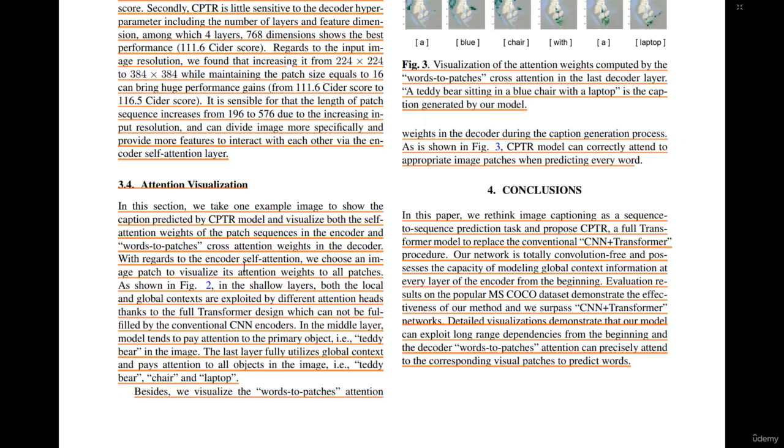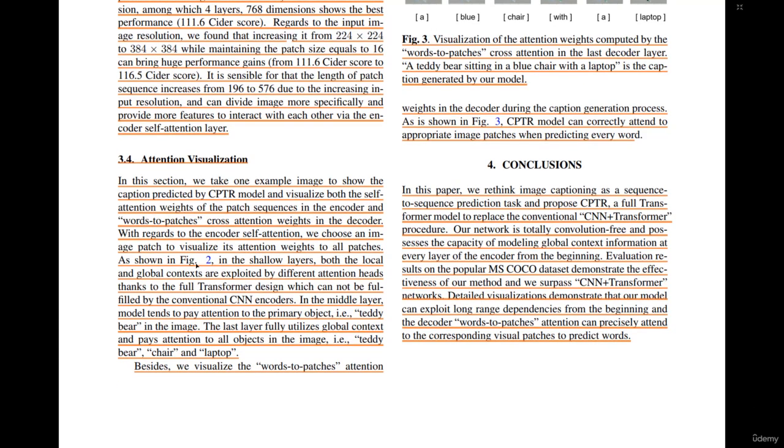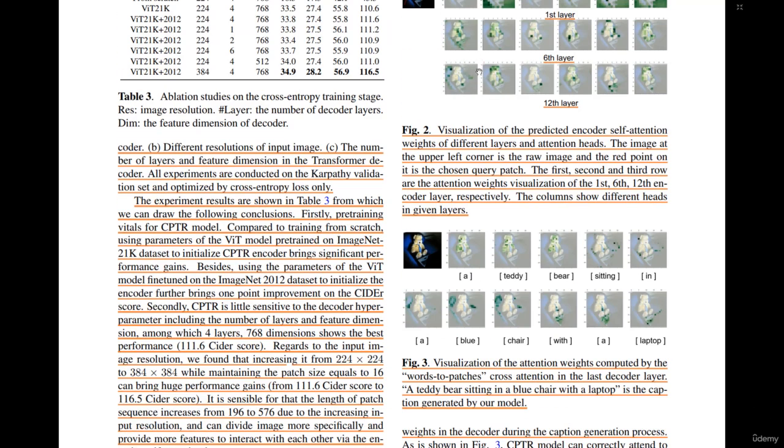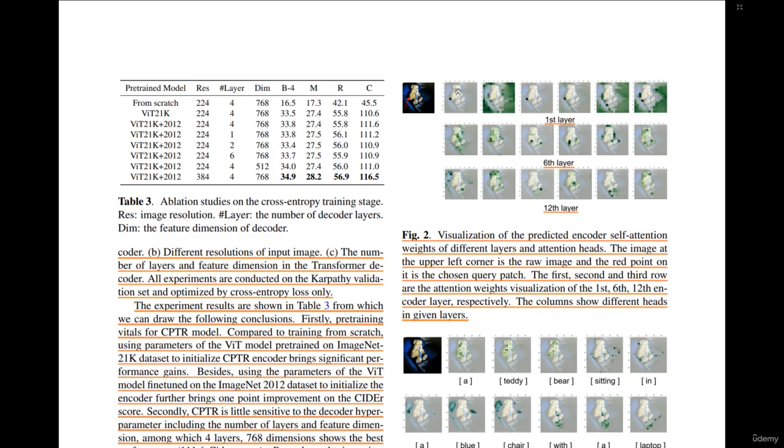Then with regard to the encoder self-attention, the authors choose an image patch to visualize attention weights to all other patches. And as shown in figure 2, here's figure 2 right here. This figure 2.